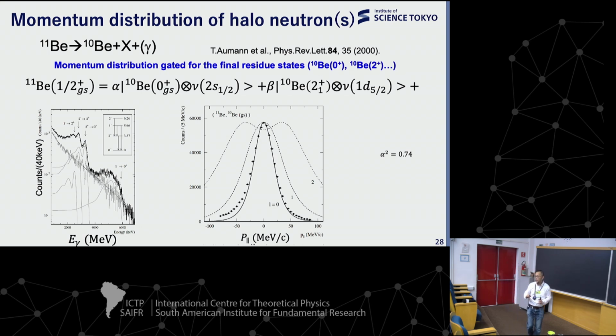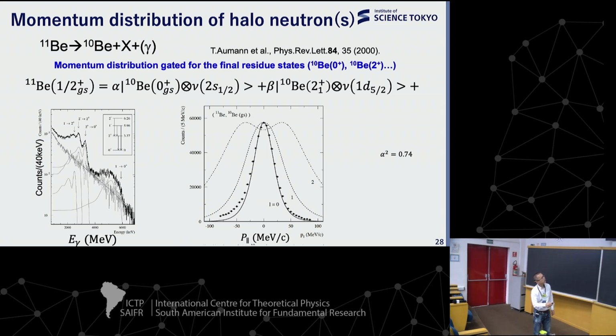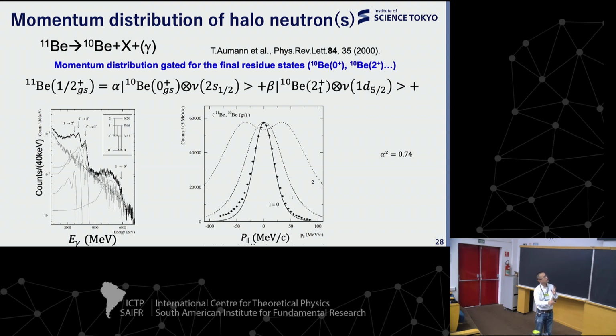And this means that beryllium-11 has a neutron halo component, but also a non-halo component made of higher L orbital, d5/2, coupled to the excited beryllium-10 core, and so on and so forth. And those components emit gamma rays, right? Beryllium-10 2+ emits gamma rays like this.